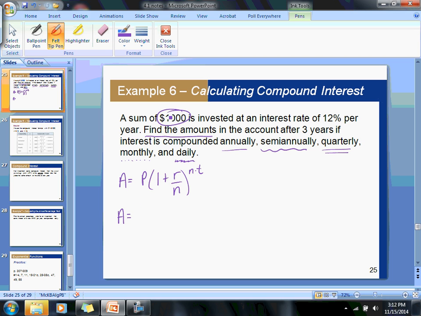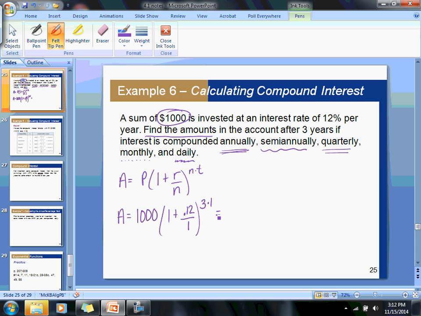The $1,000, that's my principal. That's what I put in. A 1's going to stay a 1. Now my rate was 12%, so I'm going to make it 0.12. Move the decimal back 2 places to the left. Now the first amount they want me to find is annually. So that means it's 1 time, 1 year. Okay. And then my time is going to be 3 years. And I'm doing that 1 time each year.